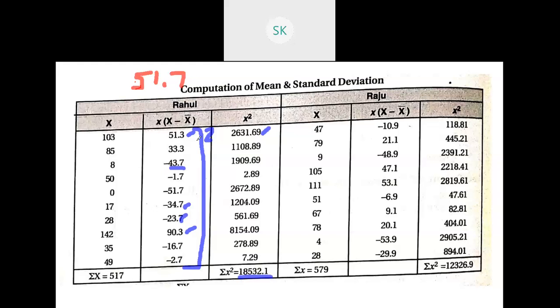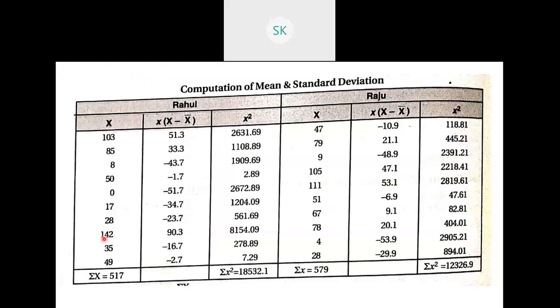So what we did throughout the Rahul calculation is we took the x, we found the arithmetic mean, and we found the deviations using the formula x minus x bar. X bar is nothing but 51.7, the arithmetic mean. After this, we squared this complete column and got x square. So that is the summation of x square. Now the same thing has to be done for Raju also.